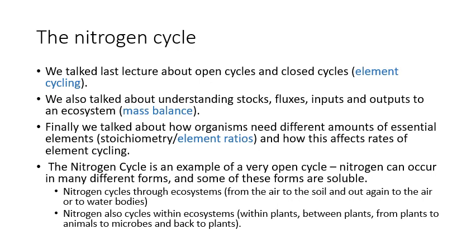Now, the nitrogen cycle is an example of a very open cycle. Nitrogen can occur in many different forms, and some of these forms are soluble, so they can dissolve in water. Nitrogen cycles through ecosystems, so it cycles from the air to the soil and out again to the air or to water bodies. But nitrogen also cycles within ecosystems, so it cycles within plants, between plants, from plants to animals to microbes and back to plants again.